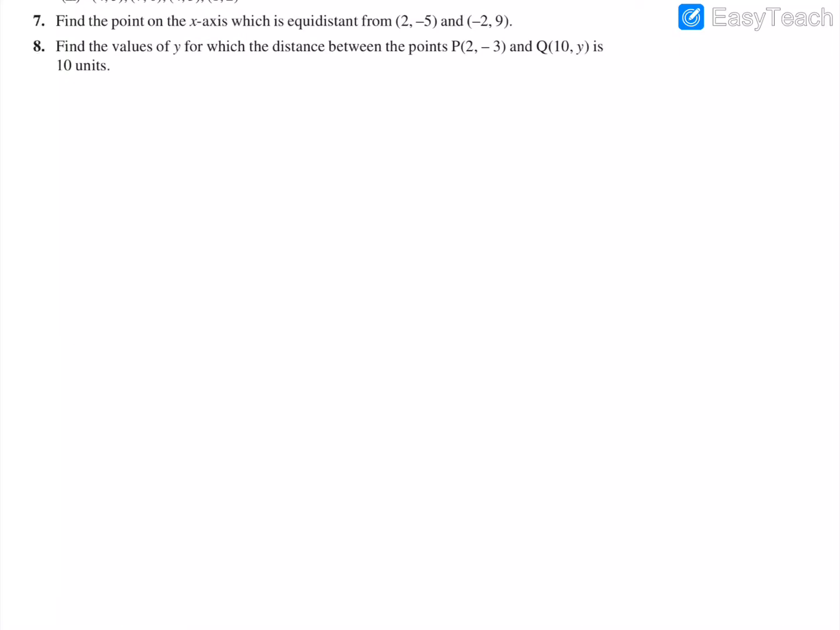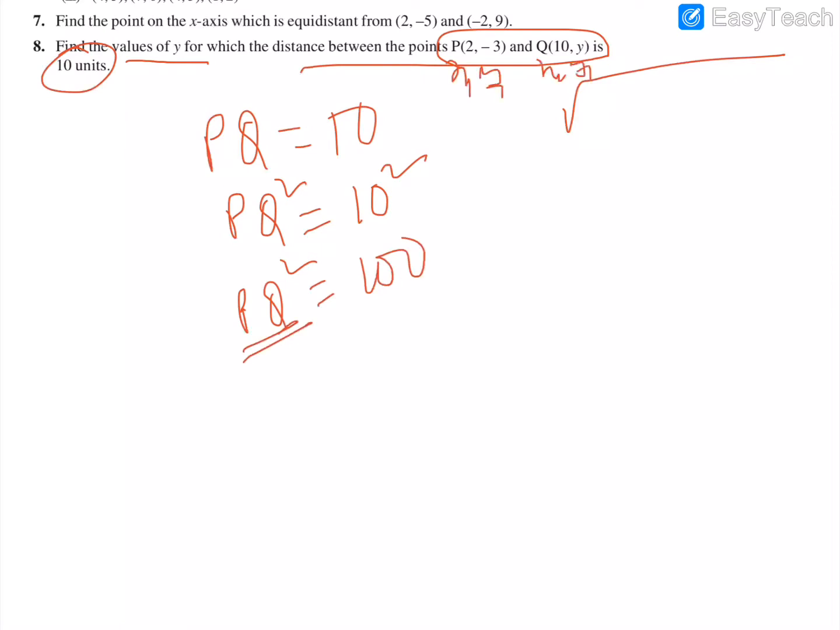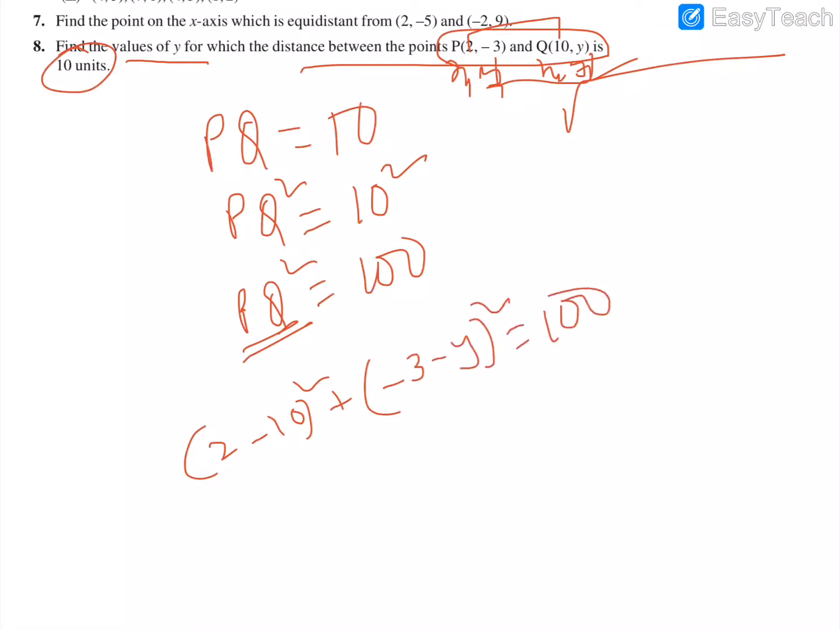Now coming to the 8th question, find the values of y for which the distance between these two is equal to 10. So PQ is equal to 10, it is given. Again, to get rid of the big square root, we write PQ square, squaring on both sides, is equal to 10 square. PQ square is equal to 100. Now PQ distance, this is x1, y1, x2, y2. So (2 minus 10) whole square plus (minus 3 minus y) whole square is equal to 100.